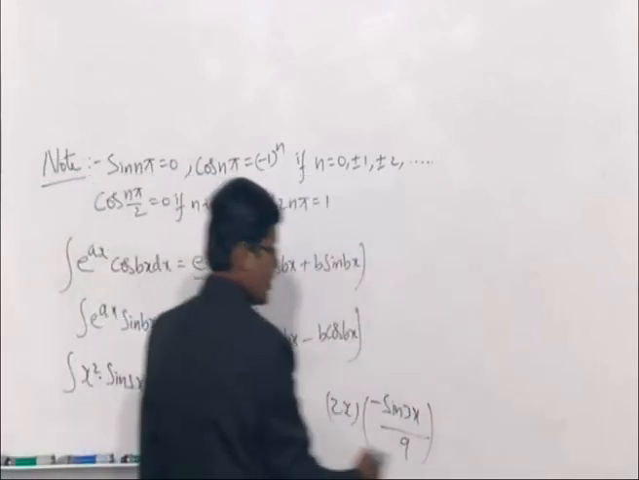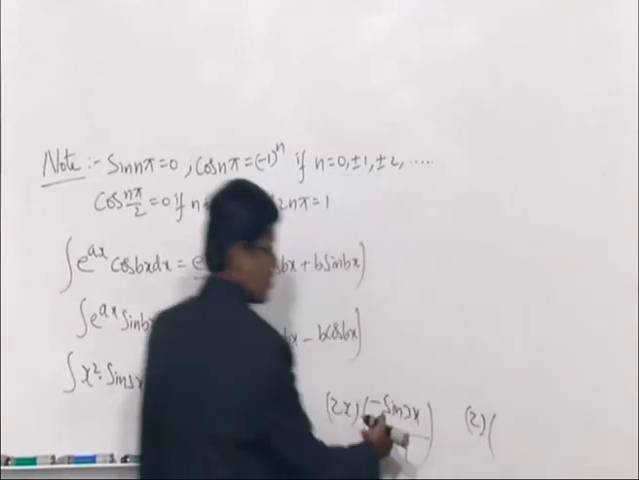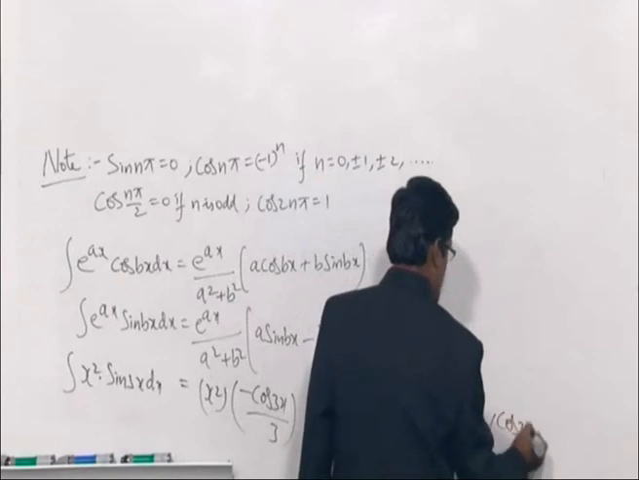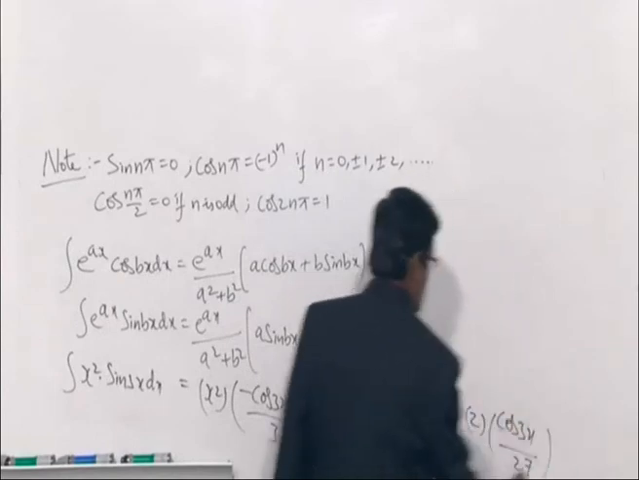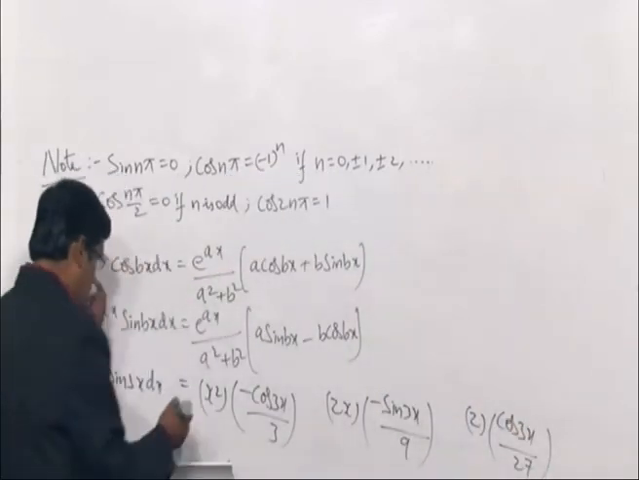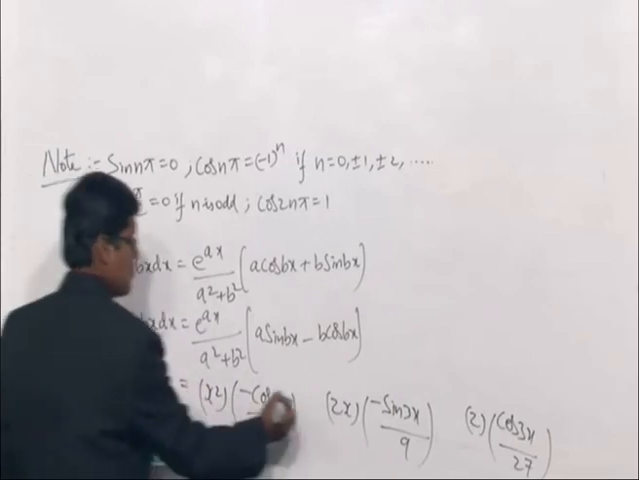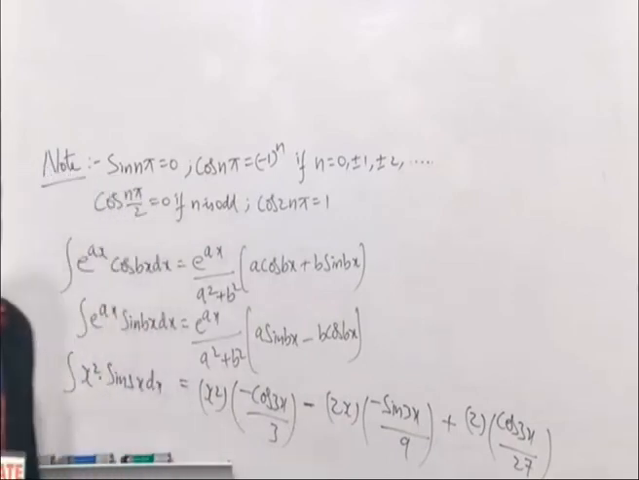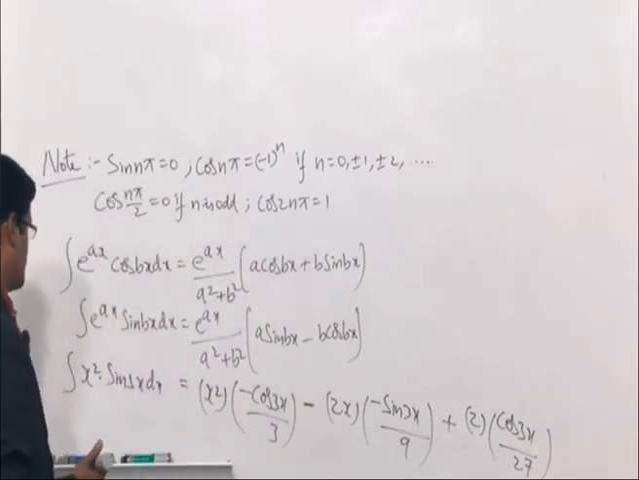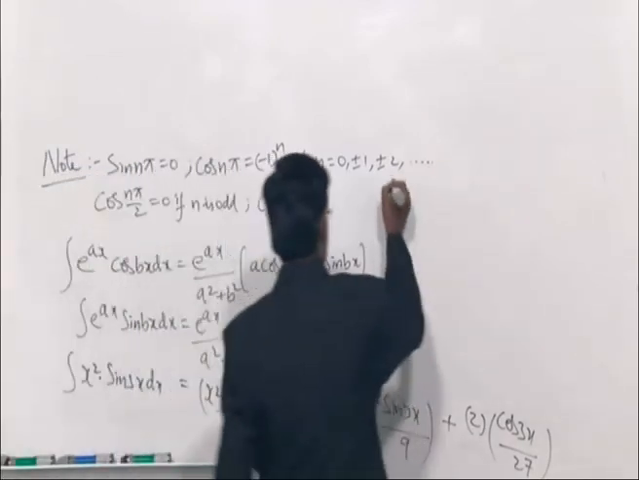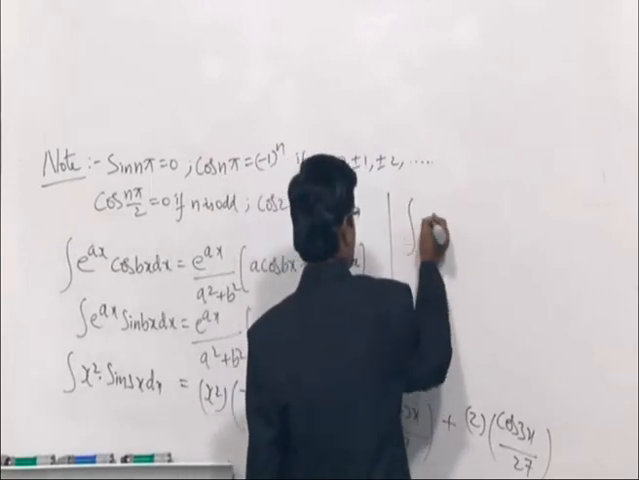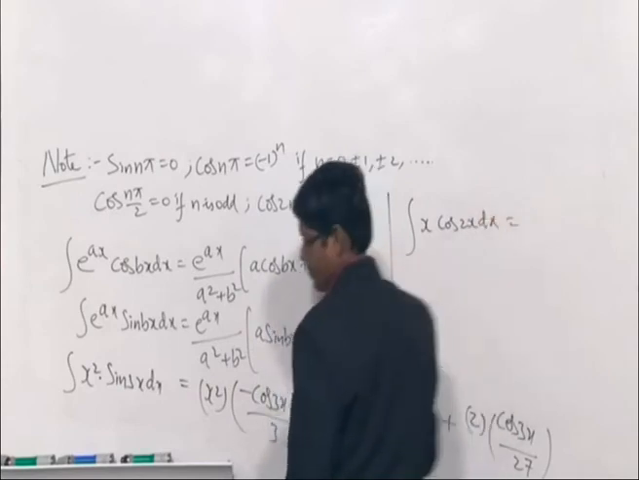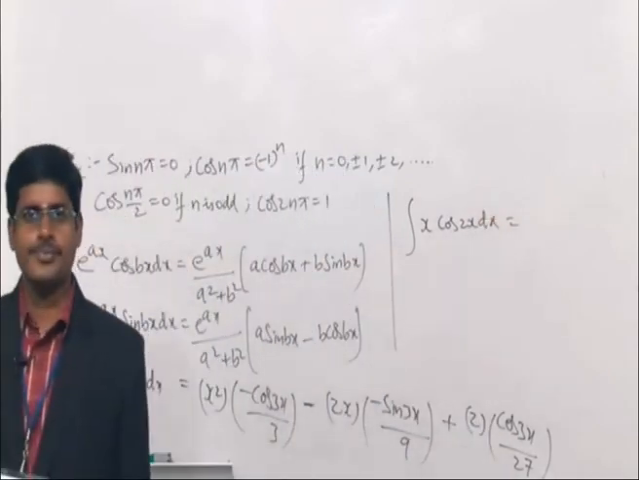Next, this bracket derivative 2x, this bracket integration sine integration minus cos. So cos 3x by 27, and for every pair of brackets pre-multiply by alternately plus, minus, plus. This is integration by parts. Okay. So similarly you find later x into cos 2x dx. Later you find.